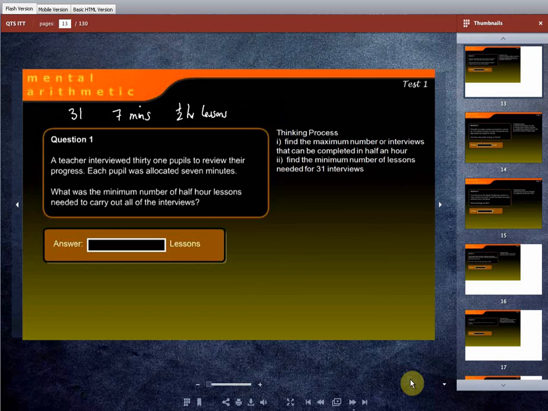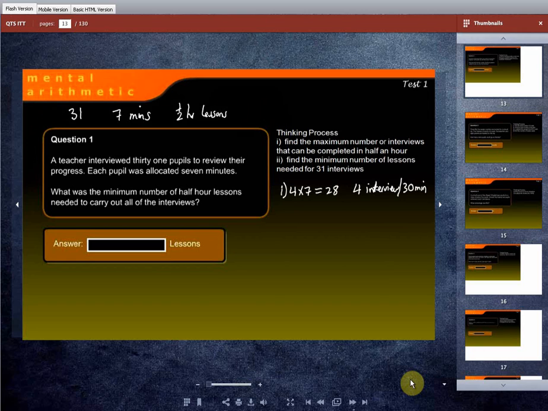Right, we need to find the maximum number of interviews that can be completed in half an hour, or 30 minutes. Well, 4 times 7 minutes is 28 minutes, so 4 interviews are possible in 30 minutes. But not 5. We'd need 35 minutes for 5 interviews. It's a basic understanding of the 7 times table.